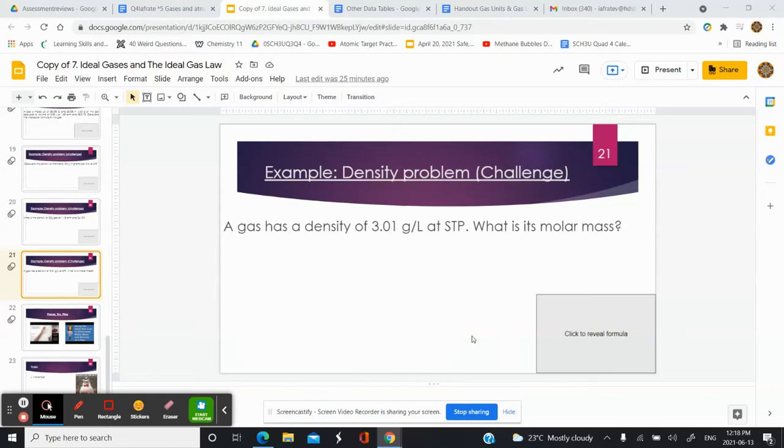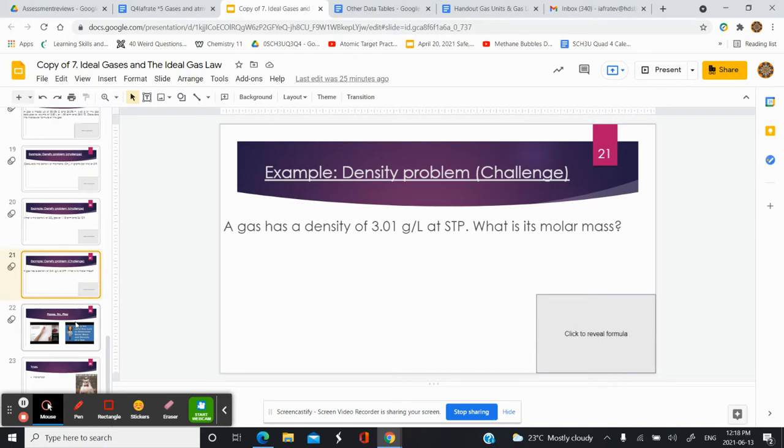All right, in this video, we're going to do our last density problem using the ideal gas law. And afterwards, you should be able to go to the learning goals to practice all types of problems with density, molar mass, and ideal gas laws together. So what we're going to do is we're going to try this problem out.